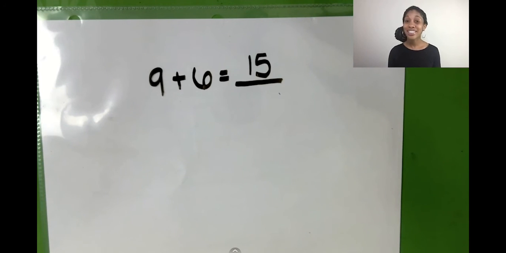Do we have any tens in the number 15? Yes, we have 1 10. And do we have any extra ones in the number 15? Yes, we have 5 extra ones. So 1 10 and 5 extra ones make the number 15. Let's write number sentences to see how we added 9 and 6 together in order to make 1 10 and 5 ones. When you look at the number 9, how many extra ones do we need in order to get to 10?